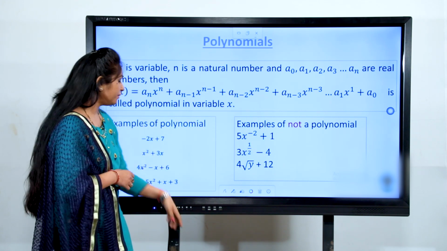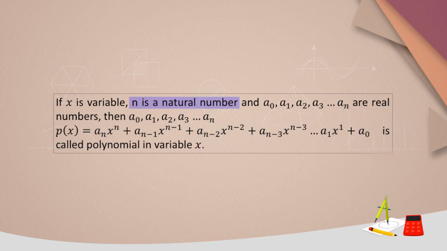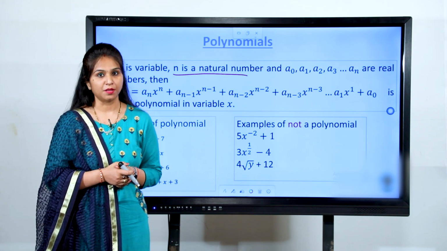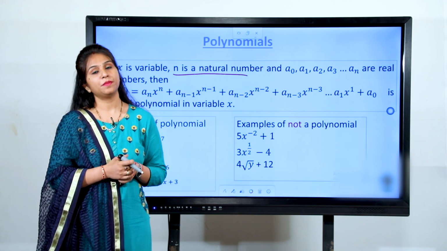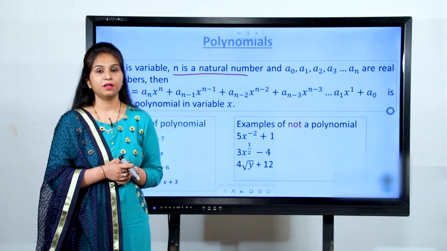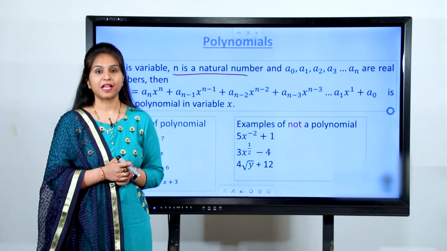Remember one thing which we mentioned: here n is a natural number, which means the degree of a polynomial must be a whole number. It can be 0, it can be any whole number, but remember the degree cannot be a negative number or a fraction.